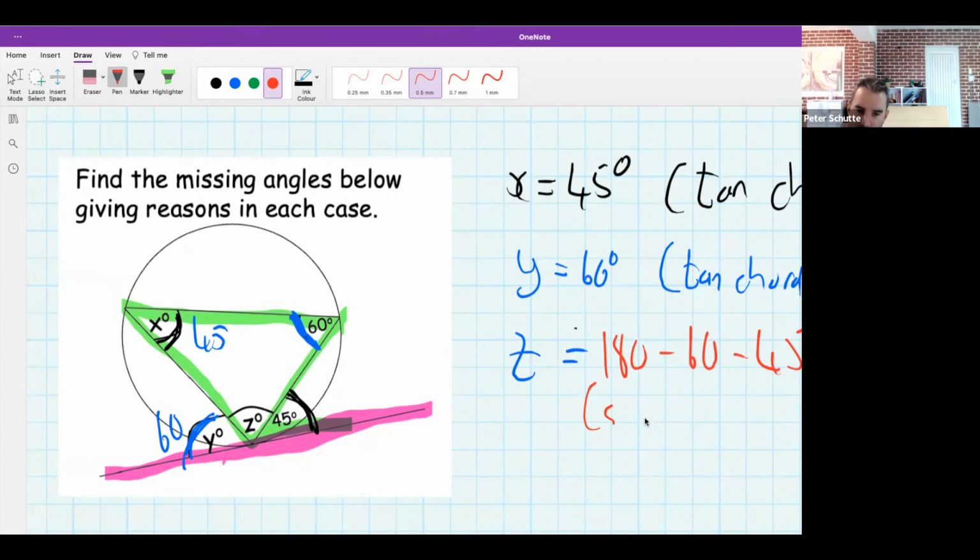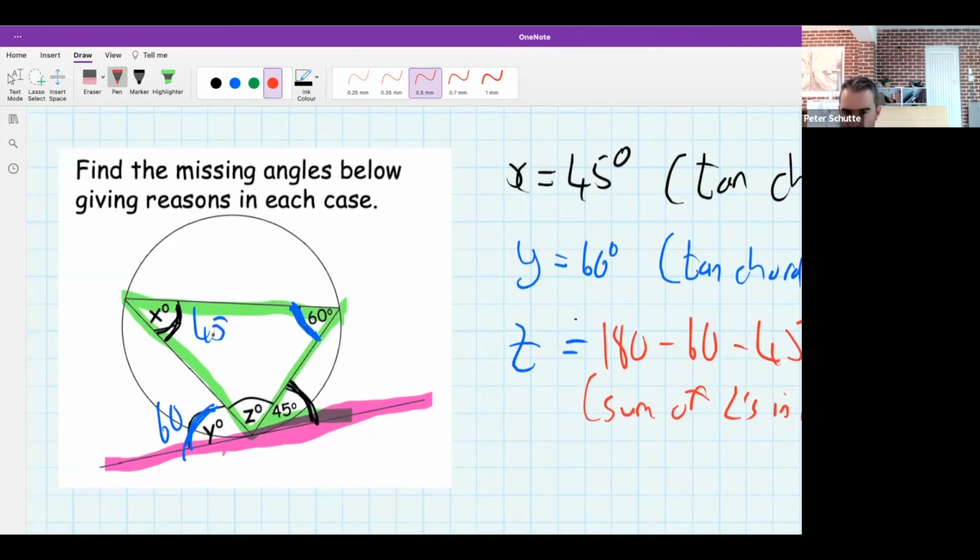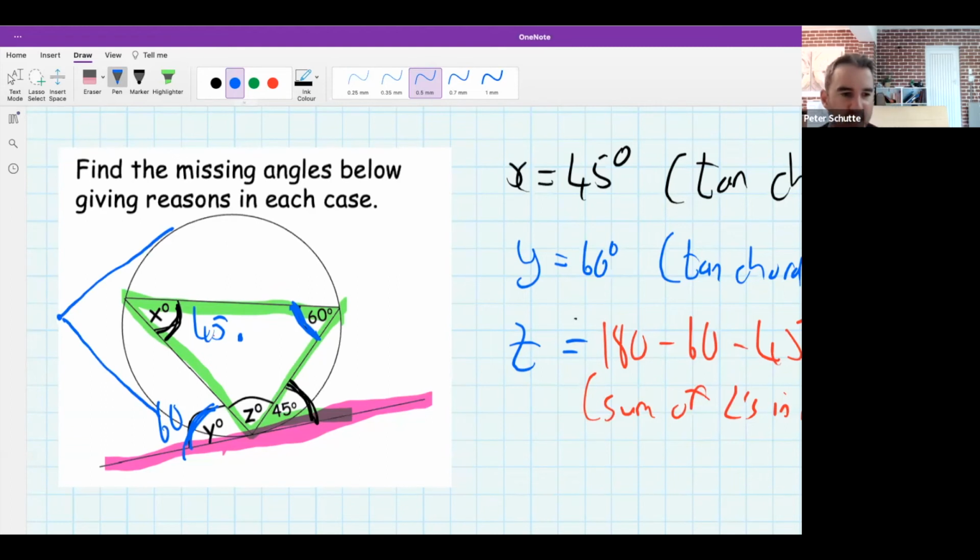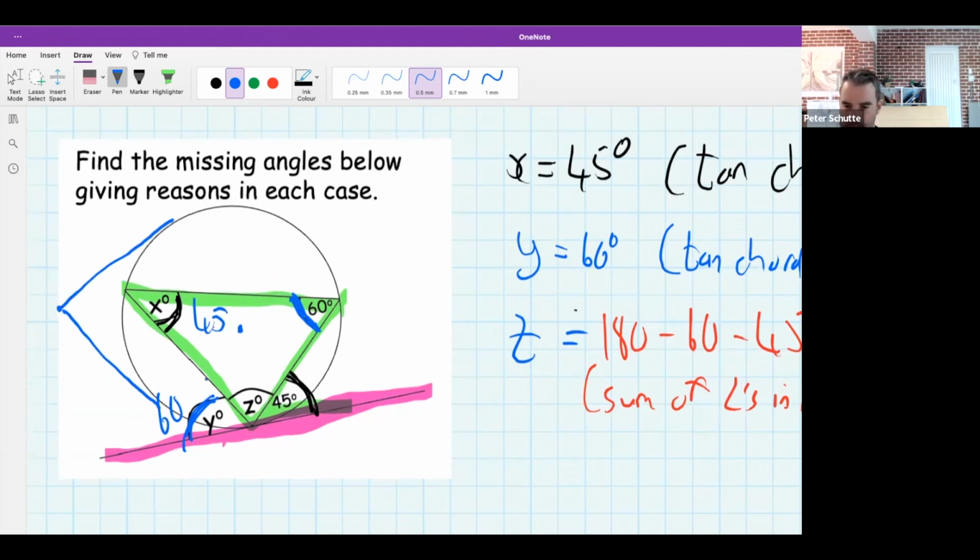And I'm just going to put sum of angles in a triangle. So that is the tan chord theorem. That's not the only theorem involved with tangents. There's also something called the tan radius theorem, but there is no center point in this drawing, and so you couldn't use that one there. And also the other tangent theorem we know about is something called tangents from a common point. But again, there's no tangent from a common point; that one looks a bit like giving the world a hug. But that isn't available in this one. So, yeah.